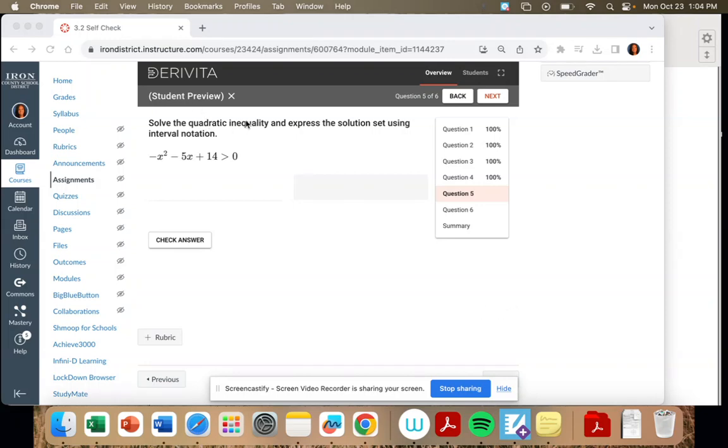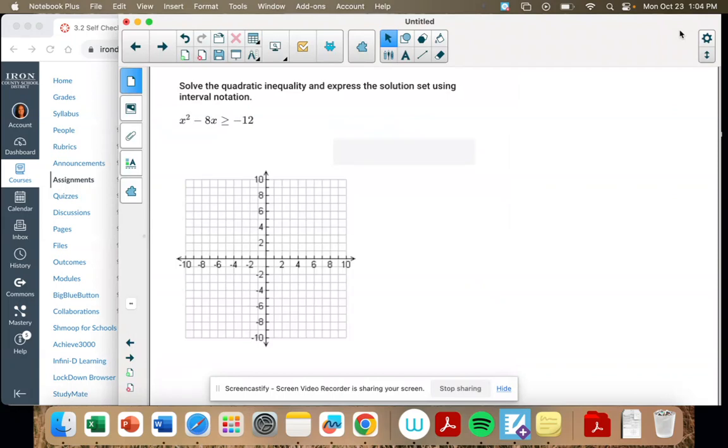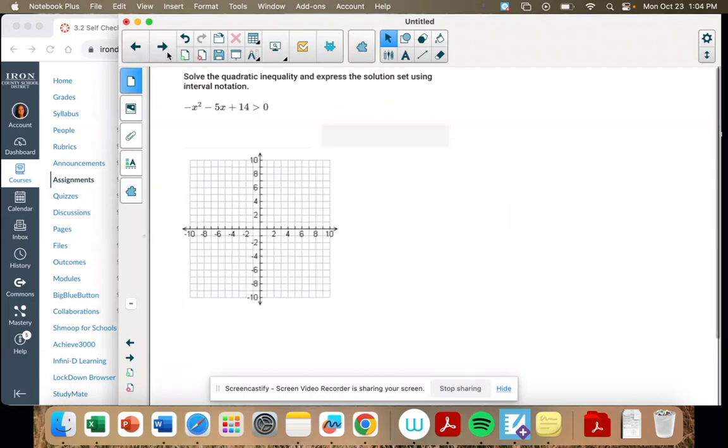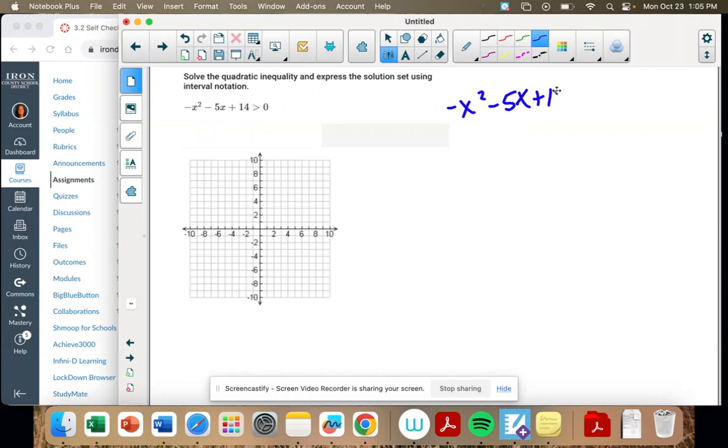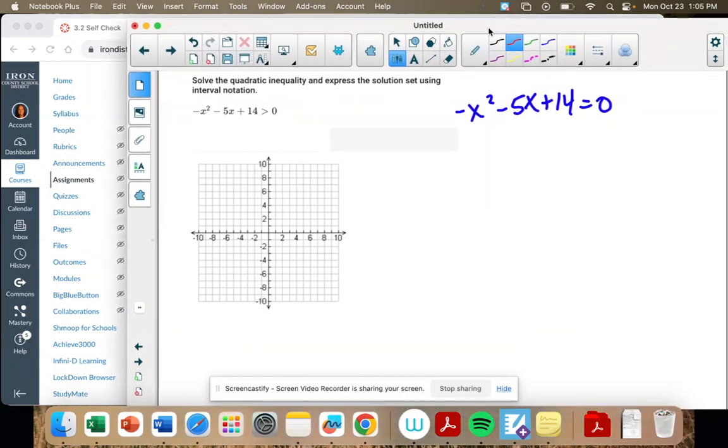Okay, number 5, solve the inequality and express the solution set using interval notation. So this one is in standard form, it's not in factored form, but we still want to solve it as if it equals 0. So you can graph it and get the values. I'm going to factor it.